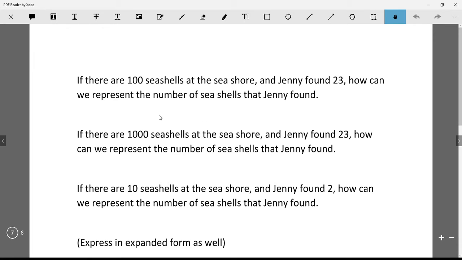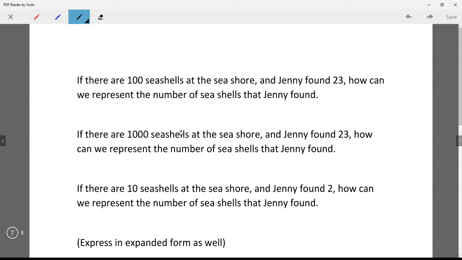Alright, so we are going to go over a couple of different problems here, and they're basically about the same problem, but slightly different, so we're just going to go through them.